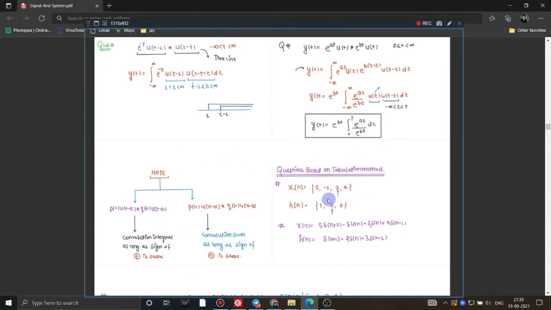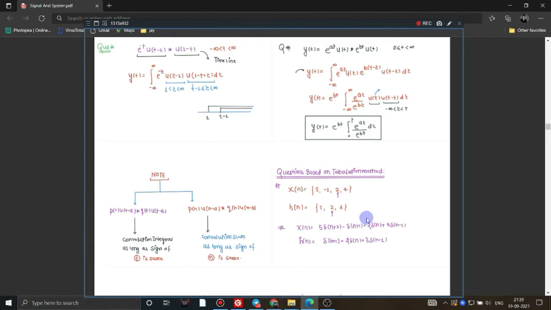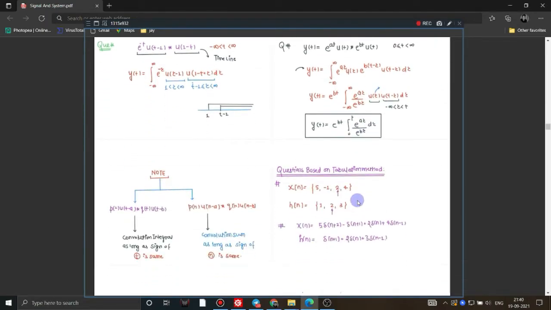Question based on tabulation. Tabulation is used when the time domain is finite. We have given xn and hn. So xn is given as 5, minus 1, 2, 4, in which the origin is at 2, and hn is given as 1, 2, 3, in which origin is at 2.